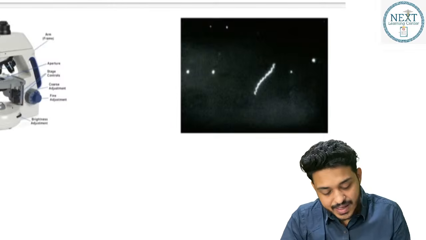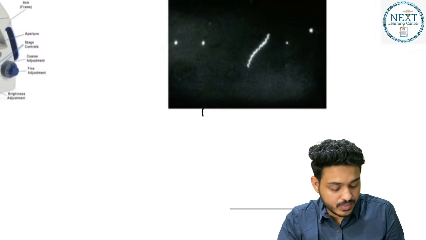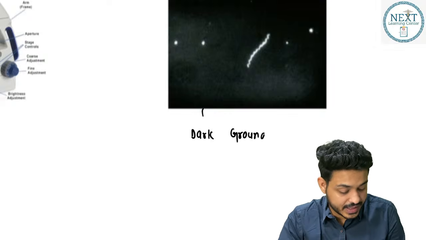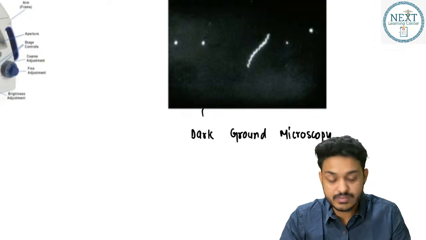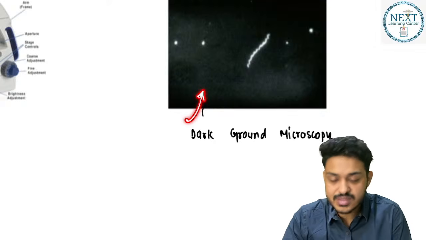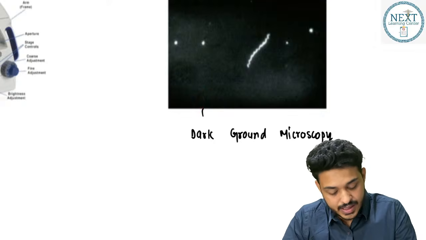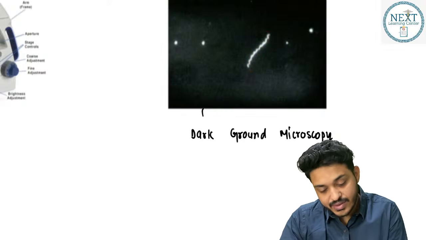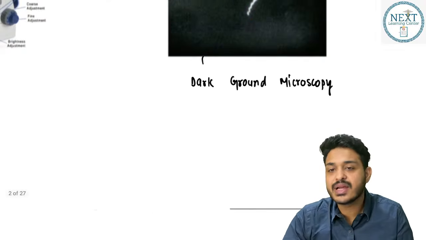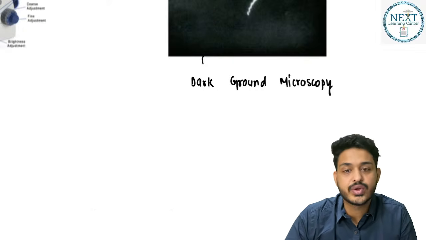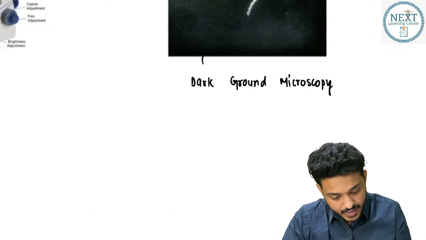Can you appreciate? The background is dark, so this type of microscopy is known as dark ground microscopy. They can give you a picture like that, and they can ask you which kind of microscopy it is. So this is your dark ground microscopy, and the organism is a spiral-like organism. This can be a spirochete, it can be Treponema pallidum, which causes what? Syphilis. So this is what they can ask you, right?